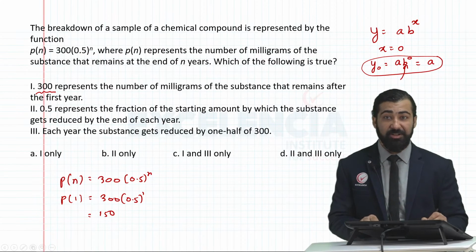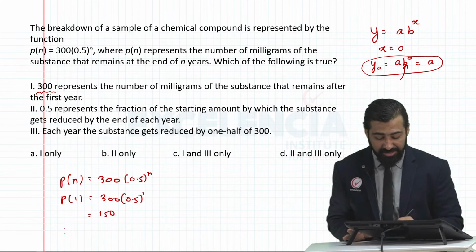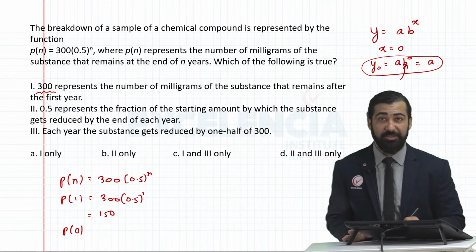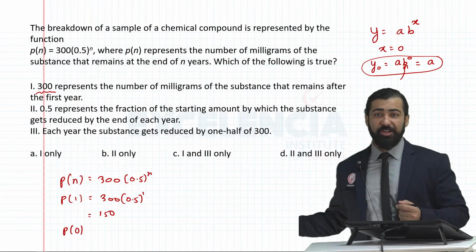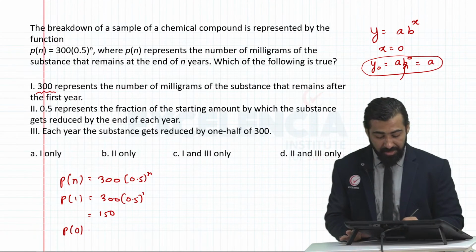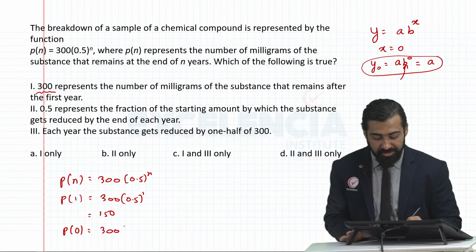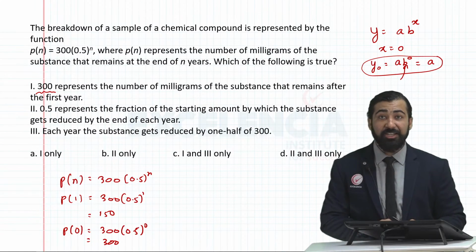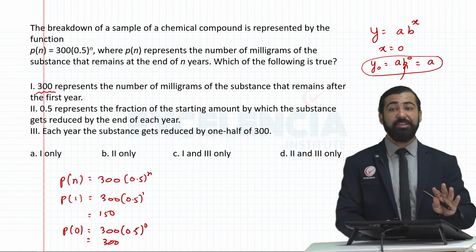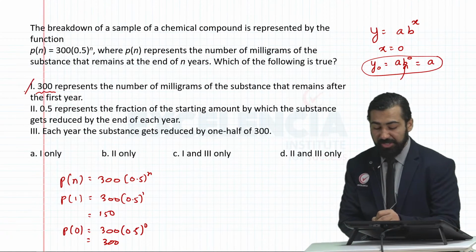So that's obviously wrong. Then what is 300? 300 is a starting point. When I put number of years as 0, that means when my time is 0, I'm just starting with this experiment. So I'll get P of 0 is equal to 300 into 0.5 to the power 0, or 300. So 300 is my initial value and not the value after 1 year. So option 1 is wrong.